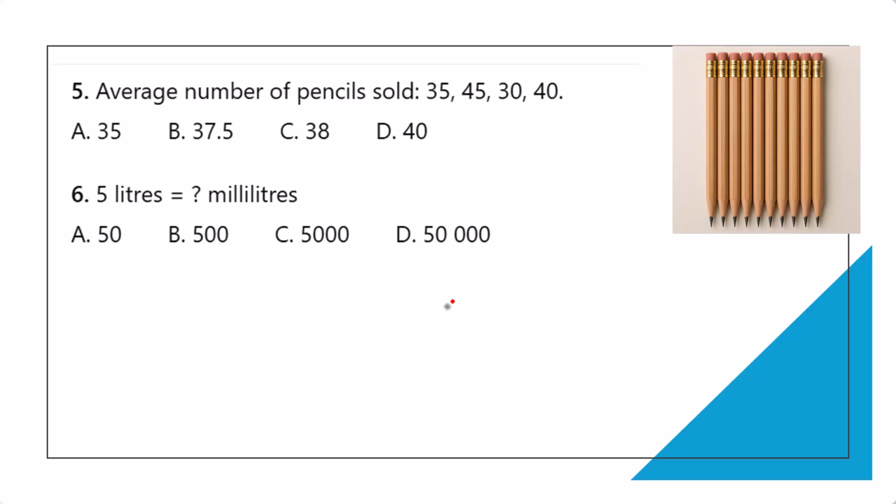All right. I hope you paused the video and tried question 5 and question 6. Question 5 says the average number of pencils sold is 35, this and this. What they're asking us is to find the mean. So when they say average, it's like finding the mean in a pack. So one pack had 35, one pack had 45, another pack had 30, another pack 40. So what is the average per pack? The average means the mean. What do you do? You add them.